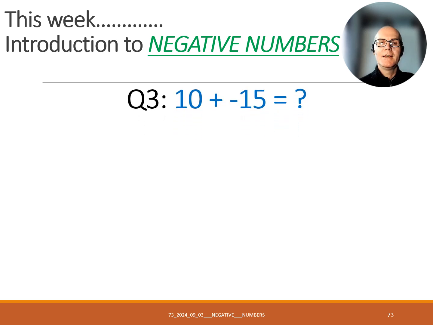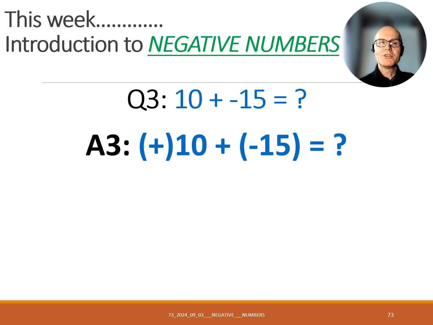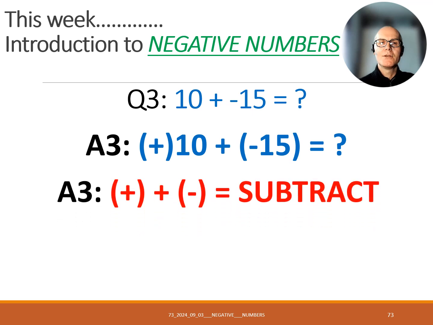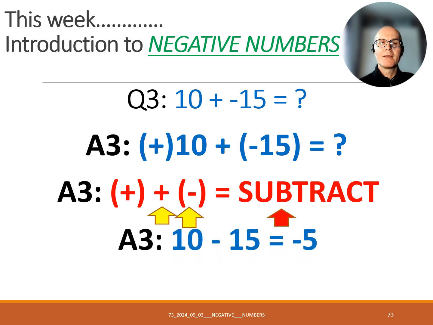Question 3. 10 plus negative 15. Put the signs back in. Positive 10 plus negative 15. So we have addition of a negative number means subtraction. So 10 minus 15 equals minus 5. We're moving 15 places to the left on the number line, starting at positive 10, and that will take us down to negative 5.